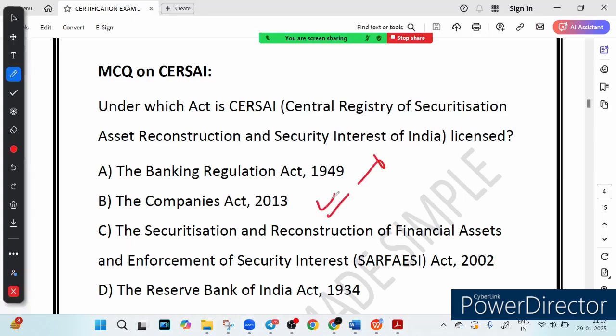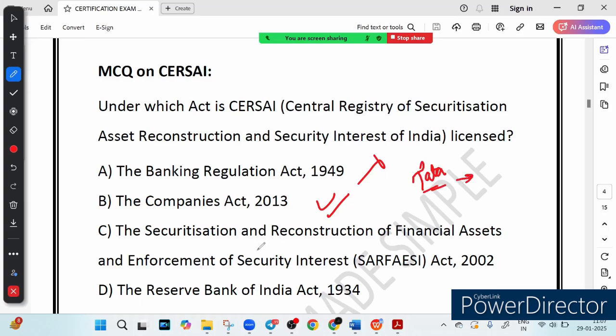That SARFAESI is registered as a company under the Companies Act 2013, and this act governs the formation, regulation and dissolution of a company in India. I am giving an example, just like Tata, just like Infosys, right, are registered as companies under the act. SARFAESI follows the same legal structure.